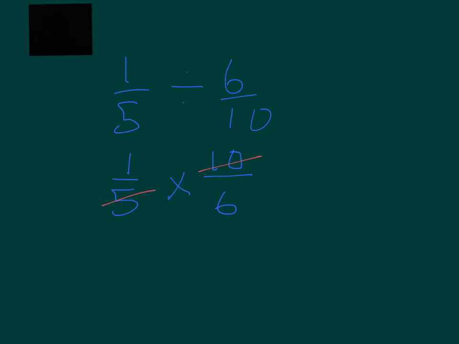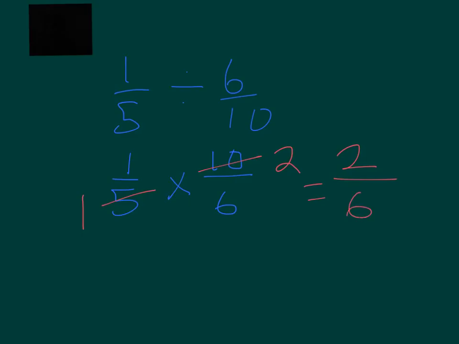5 divided by 5 is 1, so my 5 becomes a 1. 10 divided by 5 becomes a 2. So my numerator is 2, my new denominator is 1. Now I just multiply across. 1 times 2 is 2. 1 times 6 is 6.